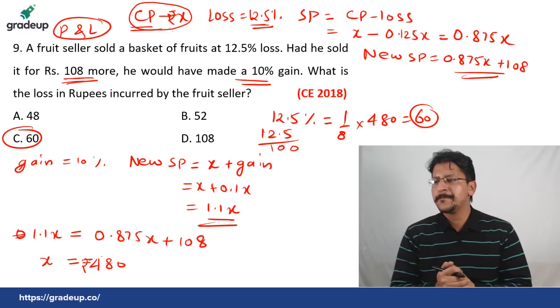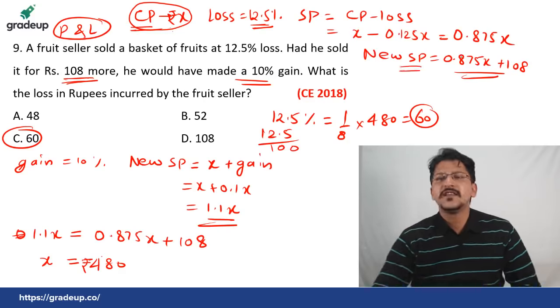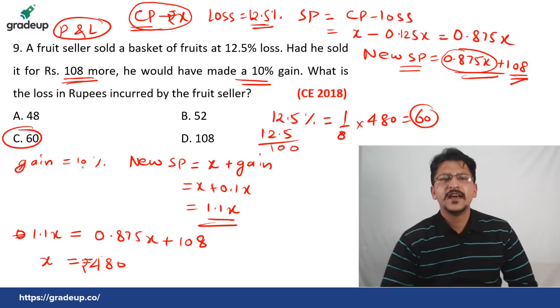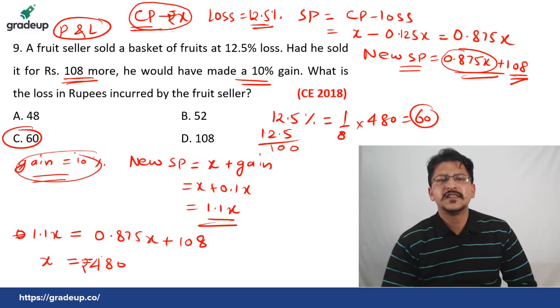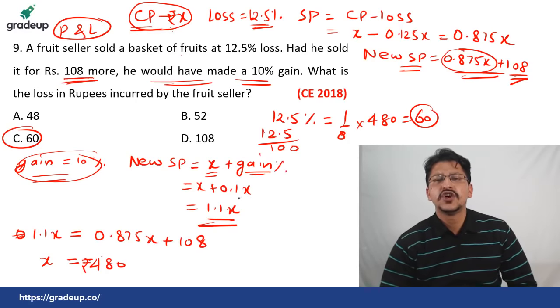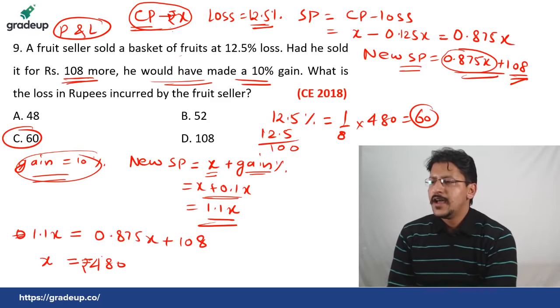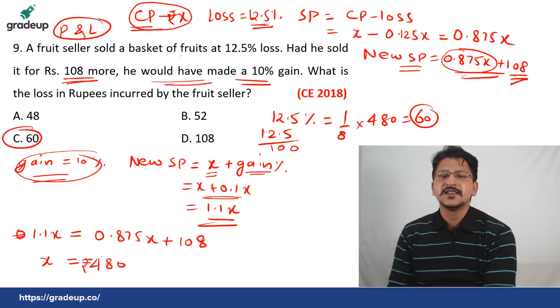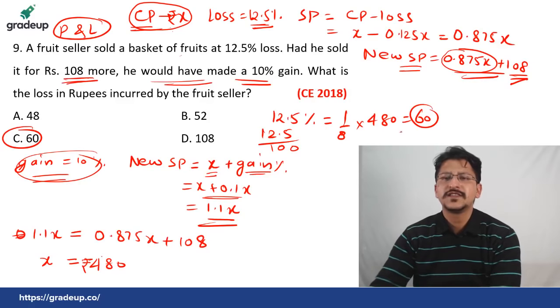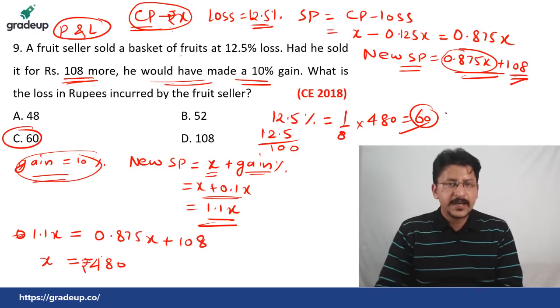Ashwin Shukla is asking how you calculated the new SP. See, in the first case, the new SP is the old SP plus 108. And here it is said that in the second case, the gain of 10%, this is this one only. That is, X is the CP plus gain percentage, or gain percentage is nothing but 0.1X, so 1.1X. Every one of you has given me the right answer, that is 60. So without wasting much time, let us move on to the next problem.